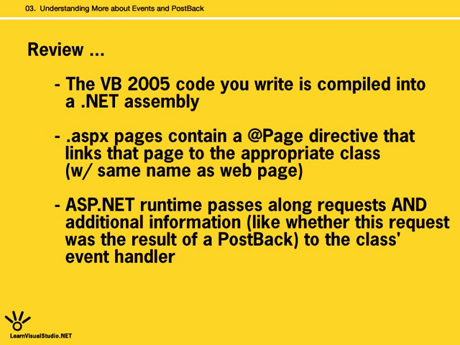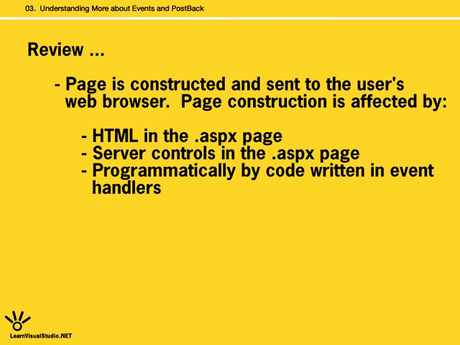So in the first lesson, we talked briefly about how the page is then constructed and then passed back to the web browser that originally requested it. So there's three things that can affect the output. The first thing is the HTML that's contained in the .aspx page. Secondly, the server control tags in the .aspx page. And then thirdly, any modifications that are made to the server controls as events are handled within the .NET assembly for the website.